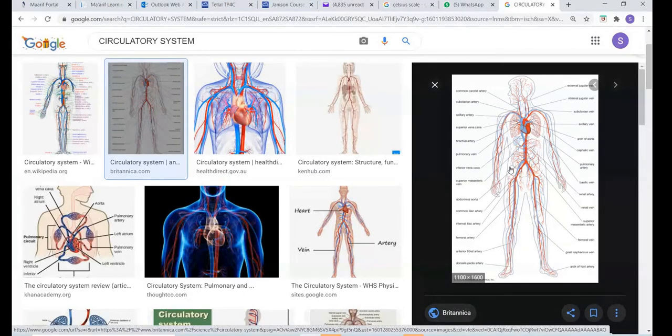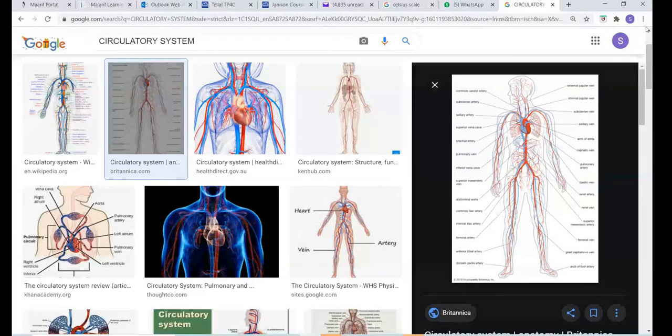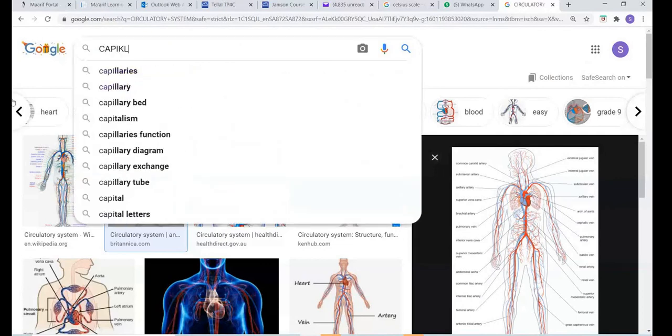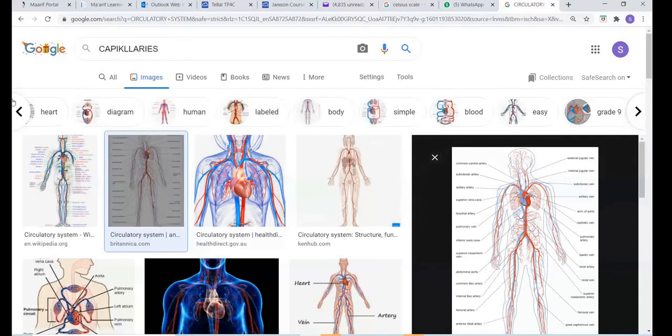Okay, so arteries and veins are connected by a system of capillaries. Capillaries are tiny blood vessels that transport blood to and from the cells. So apart from the veins and the arteries, there are capillaries which are also connected in the circulatory system. Now, what are these capillaries?